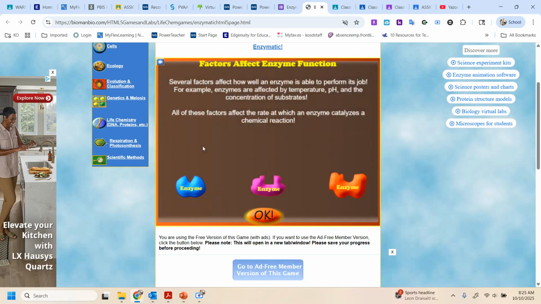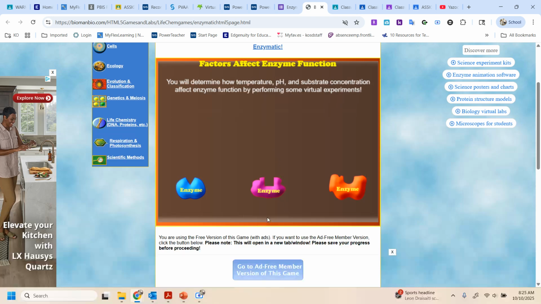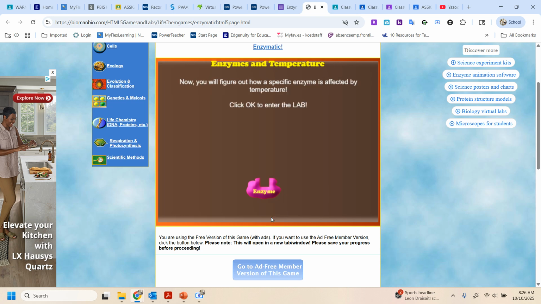It says several factors affect how well an enzyme is able to perform its job. For example, enzymes are affected by temperature, pH, and the concentration of substrates. Remember that thing that fits with the enzyme, what the enzyme is acting on. All of these factors affect the rate at which an enzyme catalyzes a chemical reaction. You will determine how temperature, pH, and substrate concentration affect enzyme function by performing some virtual experiments.